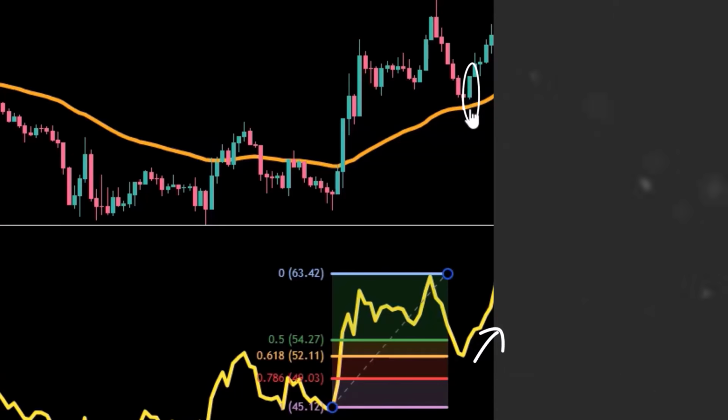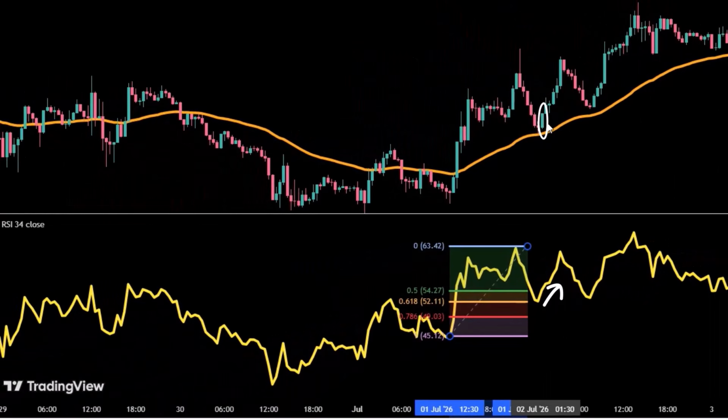This gives us our confirmation. Once the bullish candle closes, we enter the buy trade at the open of the next candle. So, the complete process is very simple.